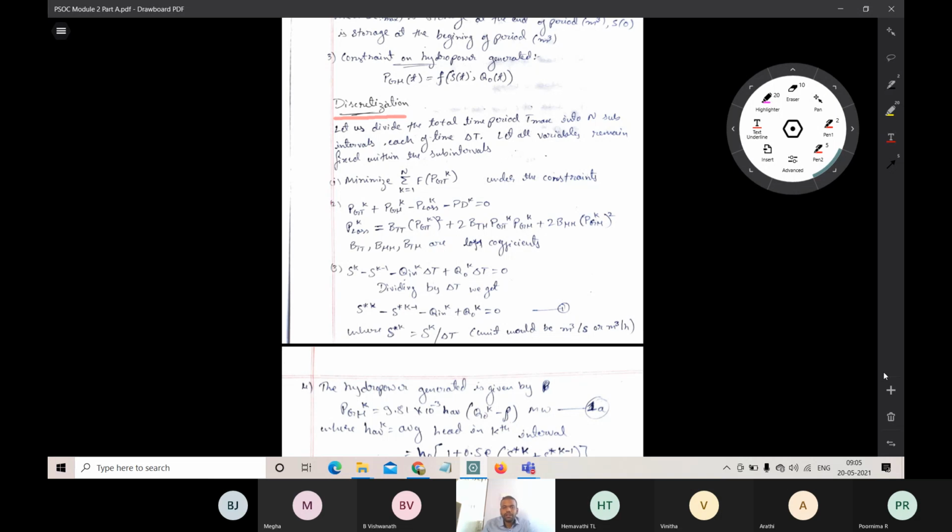The basic problem is we need to minimize the water discharge. We need to determine the water discharge at various intervals, and also we need to minimize the total thermal production cost and satisfy the basic operating constraints. For that purpose, we have observed some mathematical formulations and operational constraints.